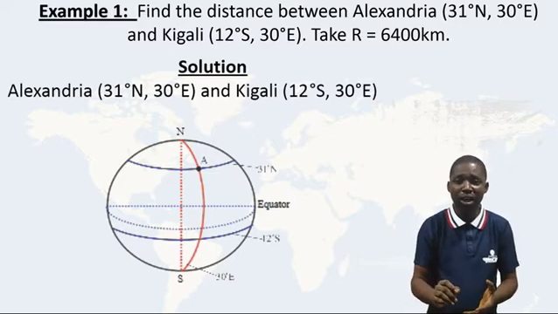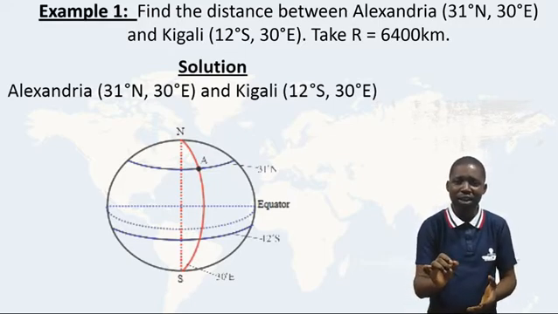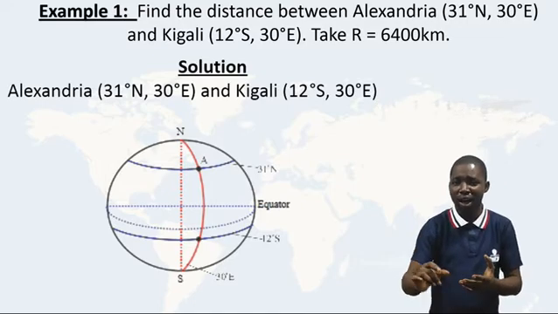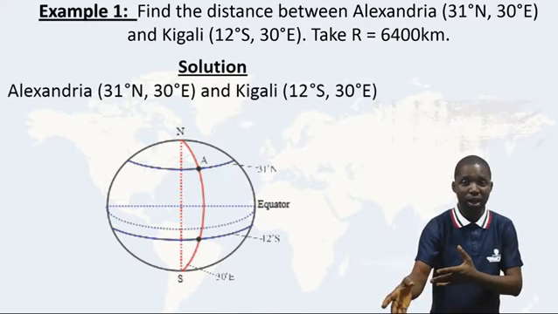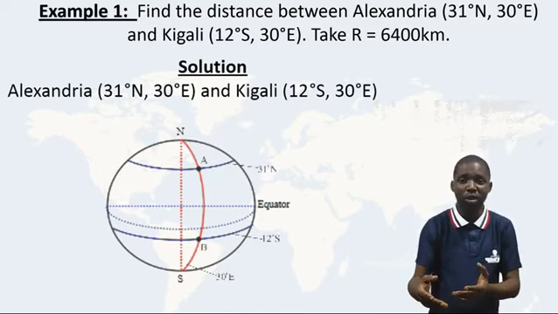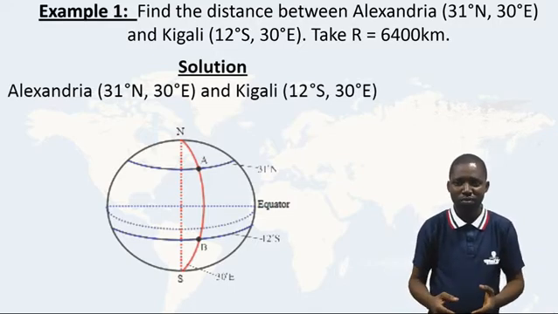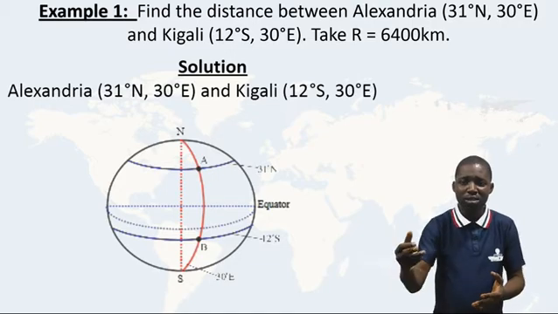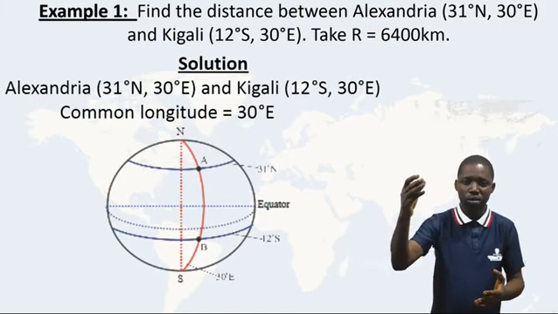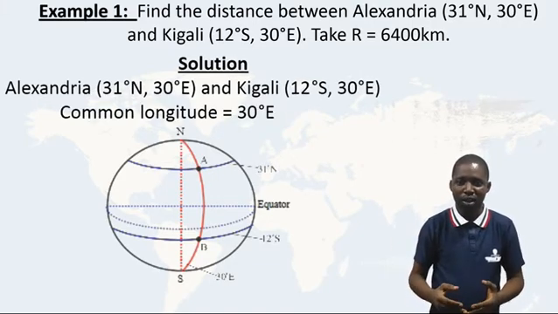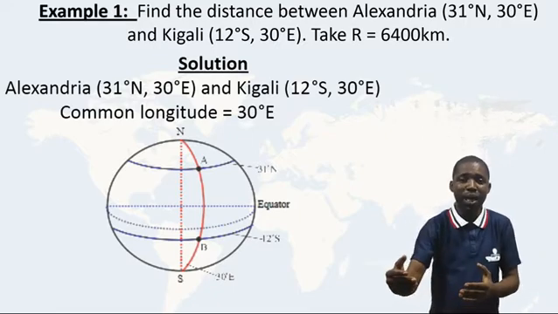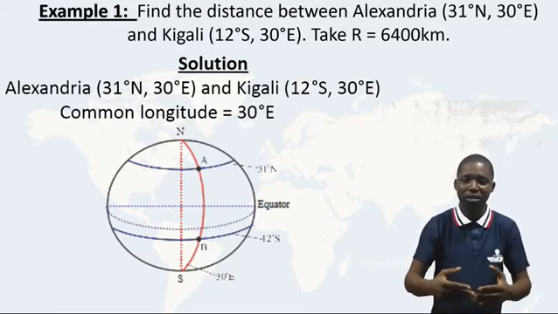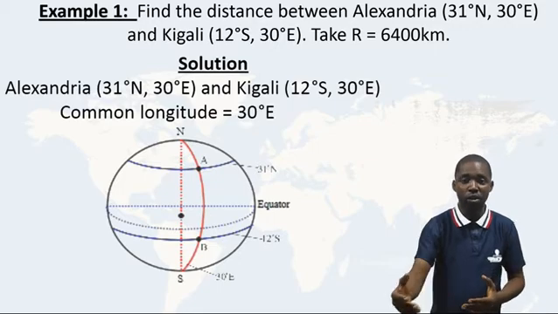All we need to do now is get the point of intersection between 12 degrees south and 30 degrees east. Here we have it. This is the point, so we can call it point B. It is obvious now that what we have in common is the line of longitude, and so we can take this to be a problem involving parallel lines of longitude.